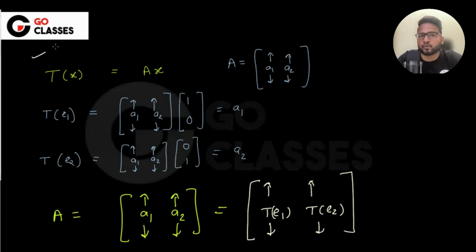This is some other way to calculate A. I mean, just some other way to understand A. If you want to calculate A, it is actually very easy. You just put T of E1. If you find out T of E1, it is coming out to be A1, right? You find out T of E2, it is coming out to be A2. And we wanted A1, A2 just. So A1, A2 is T of E1, T of E2, isn't it? Do you remember this? Let me know.